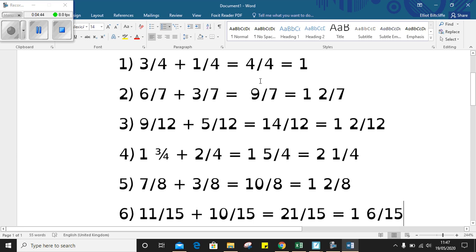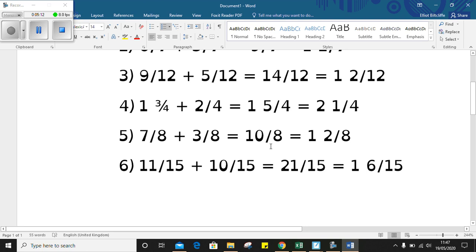3/4 add a quarter, we've even got 4/4, or we have 1 whole. 6/7 add 3/7 is equal to 9/7, or 1 and 2/7. 9/12 add 5/12 is equal to 14/12, or 1 2/12. 1 3/4 add 2 1/4 is equal to 1 5/4 or 2 1/4. 7/8 and 3/8 is equal to 10/8 or 1 2/8. 11/15 and 10/15 is equal to 21/15 or 1 6/15.